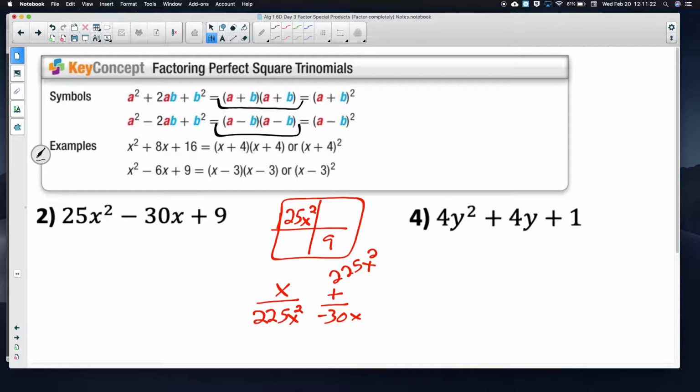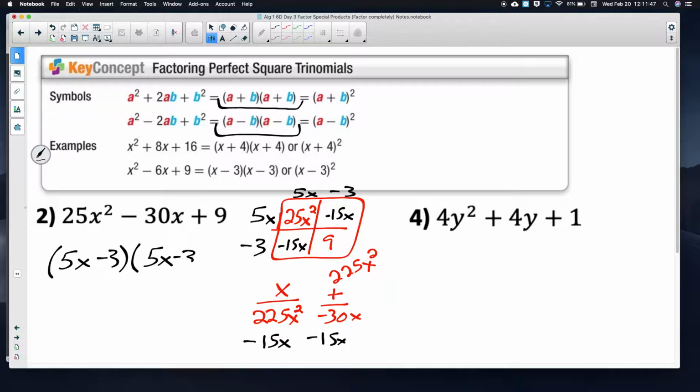So I figure out that since they multiply to a positive and add to a negative, they both have to be negative. So I get negative 15x and negative 15x. So when I put those back into my box and I factor out the GCF on the rows and the columns, I notice that my factors are the exact same. So when you have that same factor being multiplied together, I can simplify that answer to give me 5x minus 3 quantity squared.